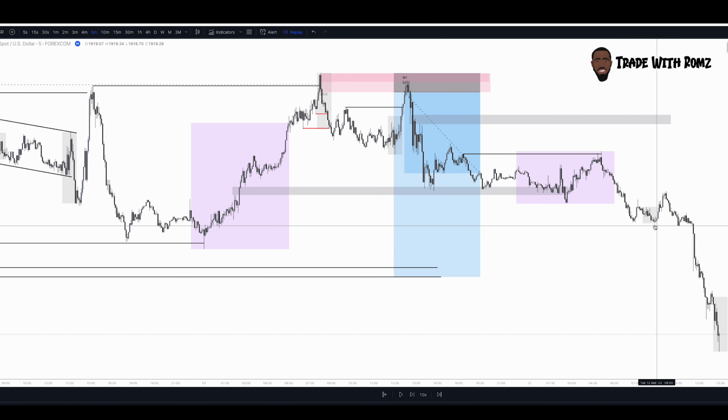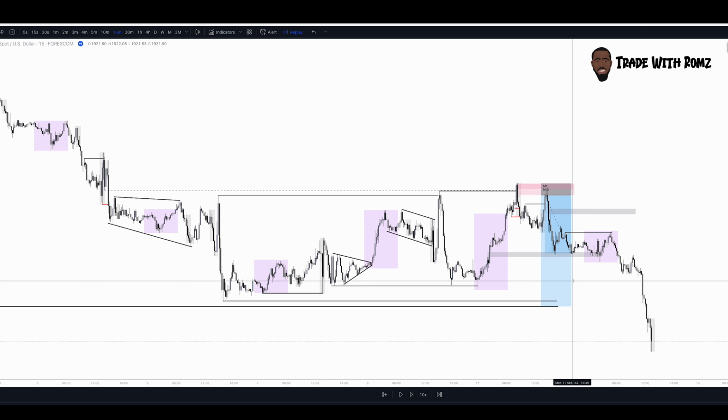I just kept an eye on it. It didn't give me much of a scare, if I'm honest, and then it hit my target for a nice 9 to 10R trade. I thought it was one that was worth covering and sharing with you guys.